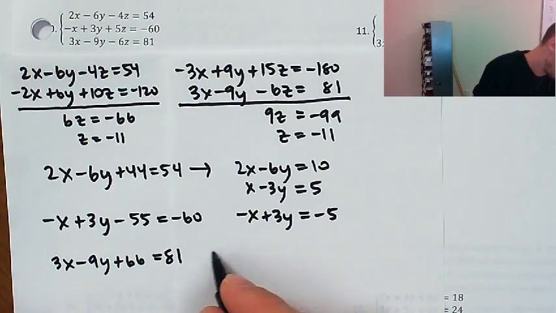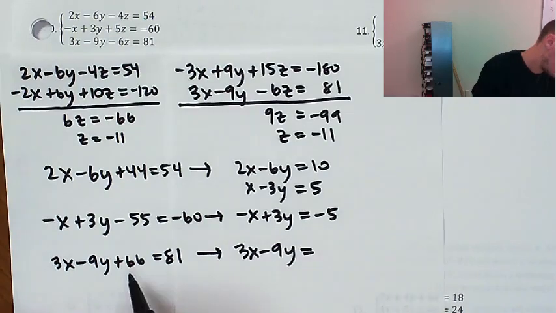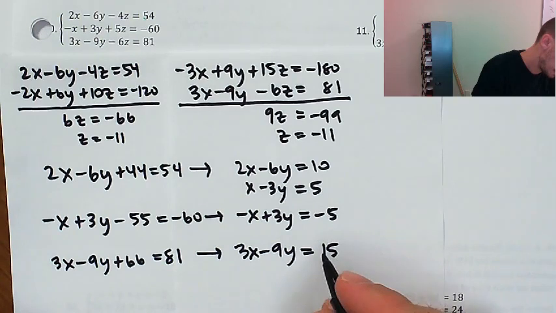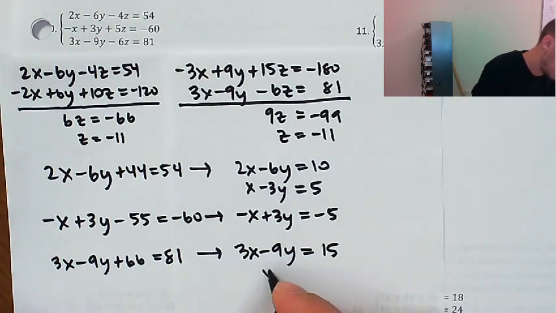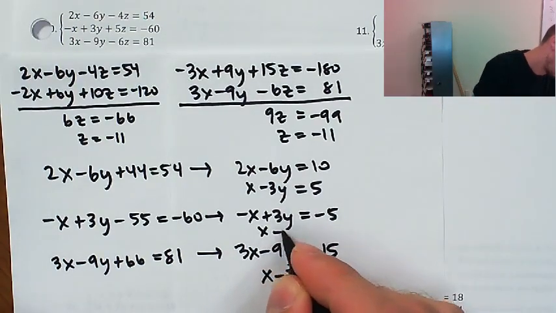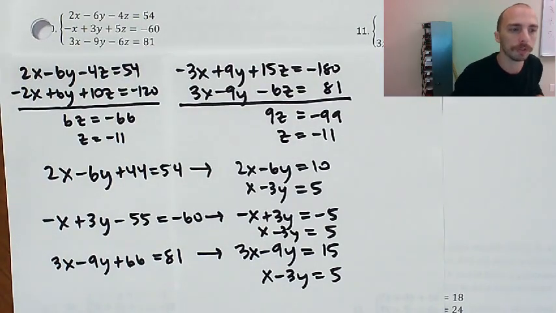Okay, and so then when I collect this all together, I'll get 3x minus 9y equals... okay, when I subtract, I'll get 15. And then I'll divide everything by 3, and I'll get x minus 3y equals 5. And so if I multiply this one by negative 1, I just keep getting x minus 3y equals 5, and that's how I know I'm going to get infinitely many solutions.